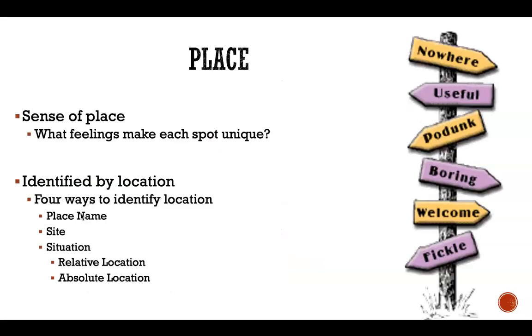All right, on to place. Let's talk a little bit about place. We identify place by location. We have a sense of place in terms of what makes each spot unique. So let's think about that as we go through here. What makes Cottage Grove, for example, unique? So we identify place four ways. We identify location: place name, site, situation, and absolute location.